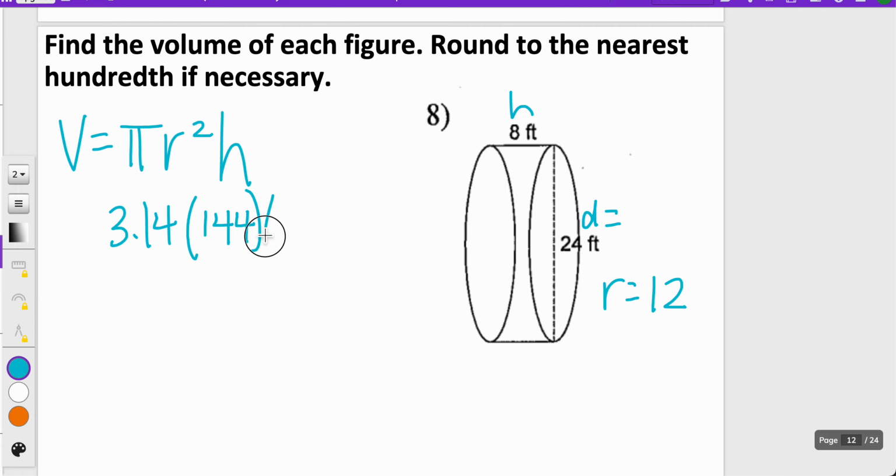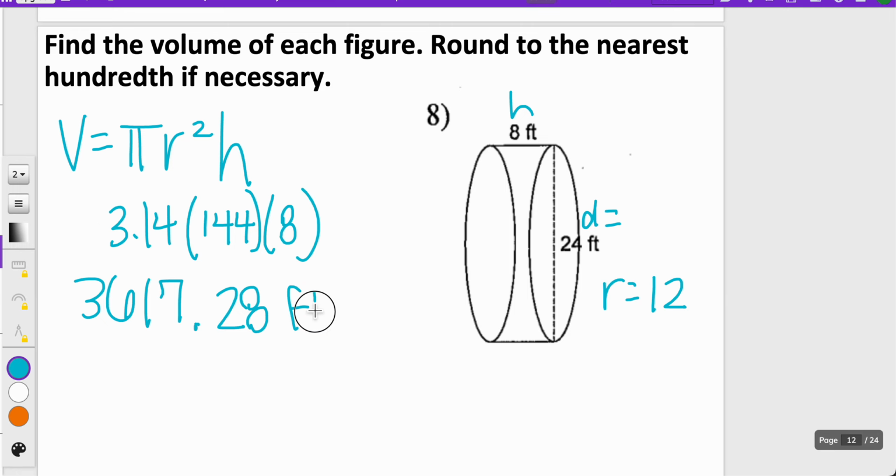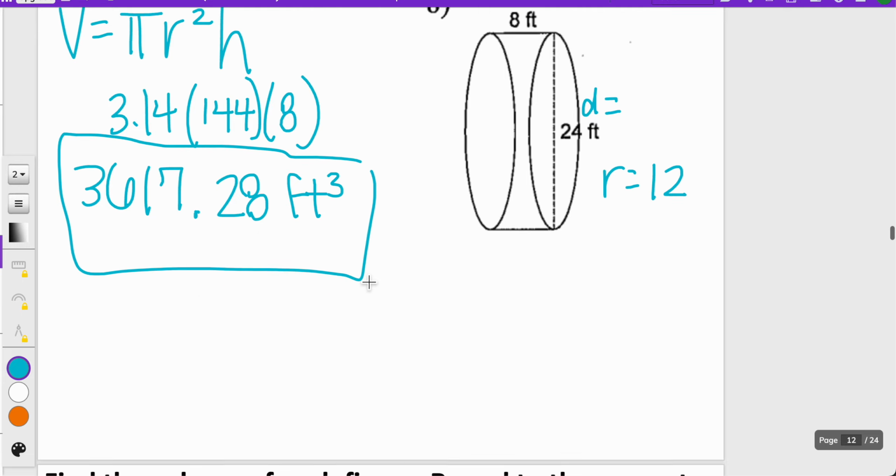I know it's 144, and then times 8. So let's see what we get. 3.14 times 144 times 8. I'm getting 3,617.28. And I'm just going to double check my work there. Yep, feet cubed. Don't need to divide anything because cylinders are just your full basic shape.